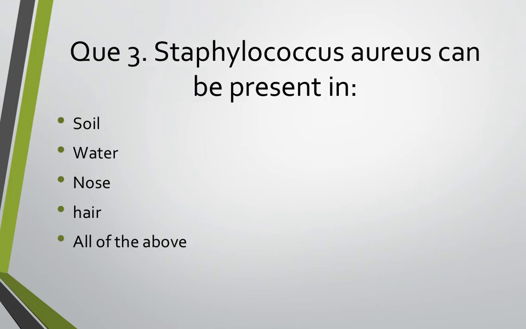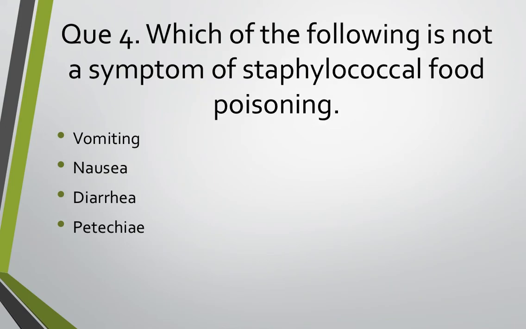Question number three: Staphylococcus aureus can be present in soil, water, nose, hair, or all of the above? So it's all of the above. Question number four: Which of the following is not a symptom of Staphylococcus poisoning? Vomiting, nausea, diarrhea, or petechia? And the answer is petechia.